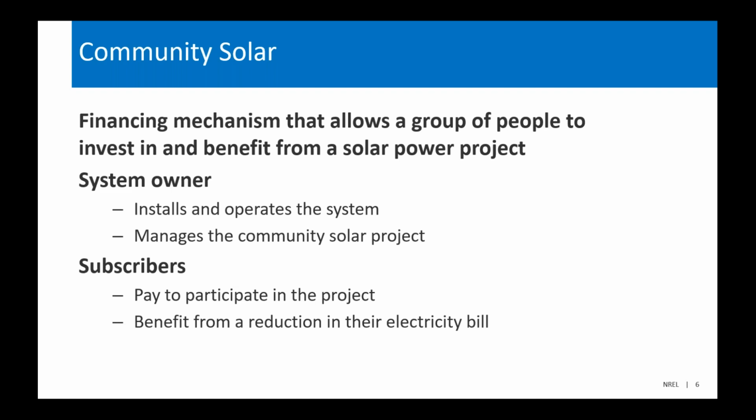So SAM's community solar model is designed to provide high-level insights into the cost effectiveness of community solar for potential partners in a specific project, or for people who are involved in designing or evaluating the design of a community solar program. SAM's cash flow model calculates the cost of installing, owning, and operating the solar power system that's part of a community solar project. So it considers a system owner who owns and operates the system and also manages the community solar project. It also provides some insight from the subscriber perspective, who pay to participate in the system and benefit from a reduction in their electricity bill.